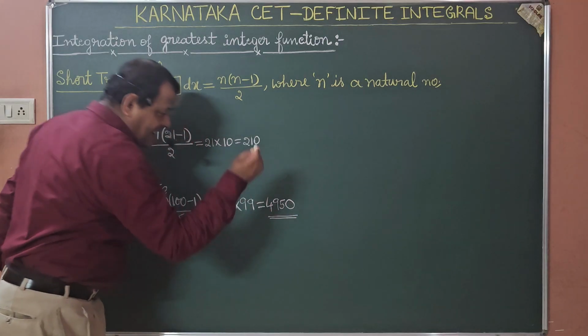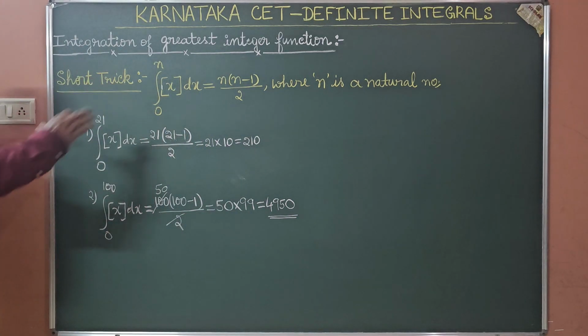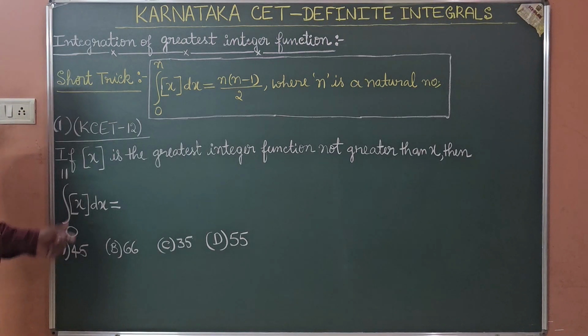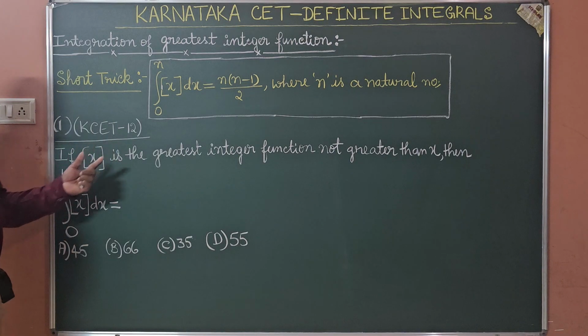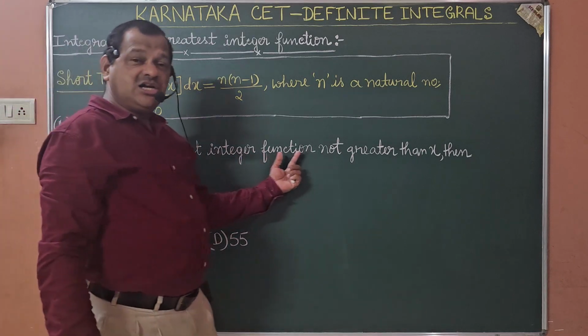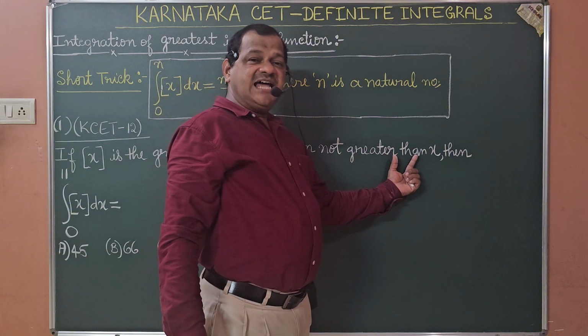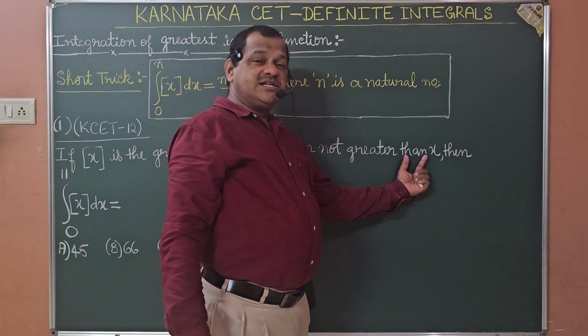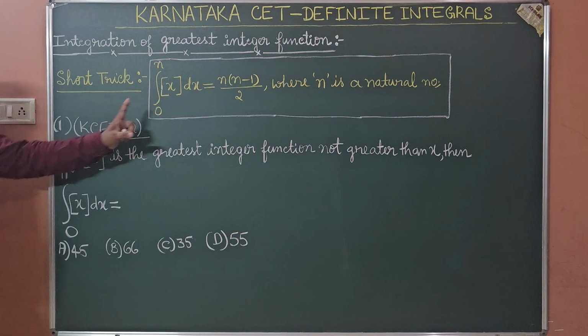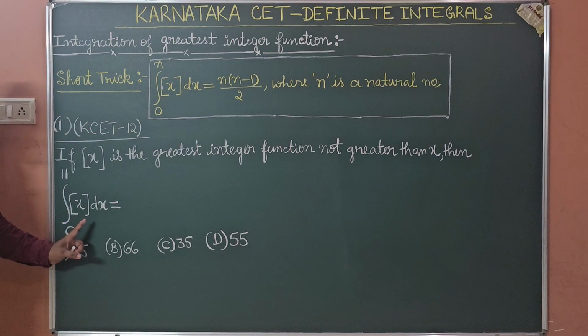So this kind of examples we will see from the earlier CET papers. Kindly go through. Students, here is a question from KCET 2012. If this is the greatest integer function, not greater than x, that is less than or equal to x, then integration from 0 to 11 of greatest integer function of x dx is equal to. I request you, using the trick that I have given here, please solve this.